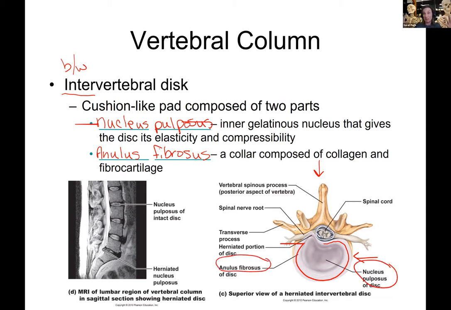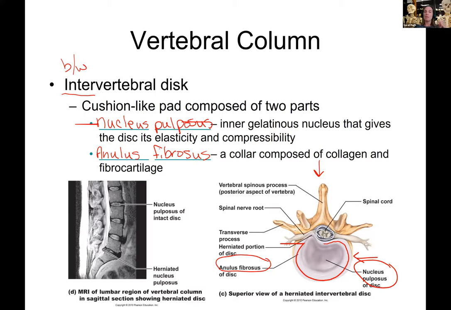So the way I think about this disc, y'all know Gushers candy? I don't know, do they make that anymore? It's like the gummy candy that has like liquid on the inside. Grosses me out. But that's the way I think about these discs. So the outside is a little more tough, and then the inside is more jelly-like.